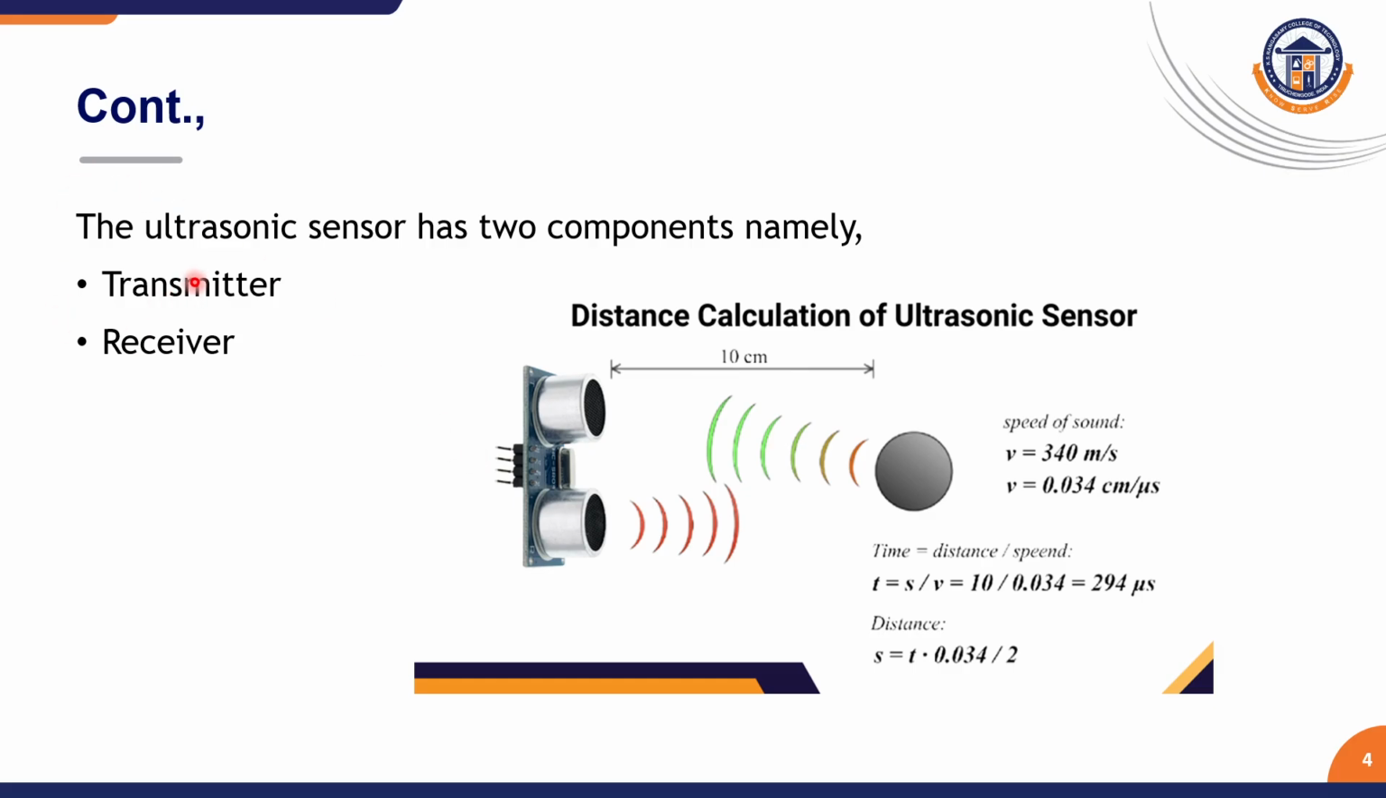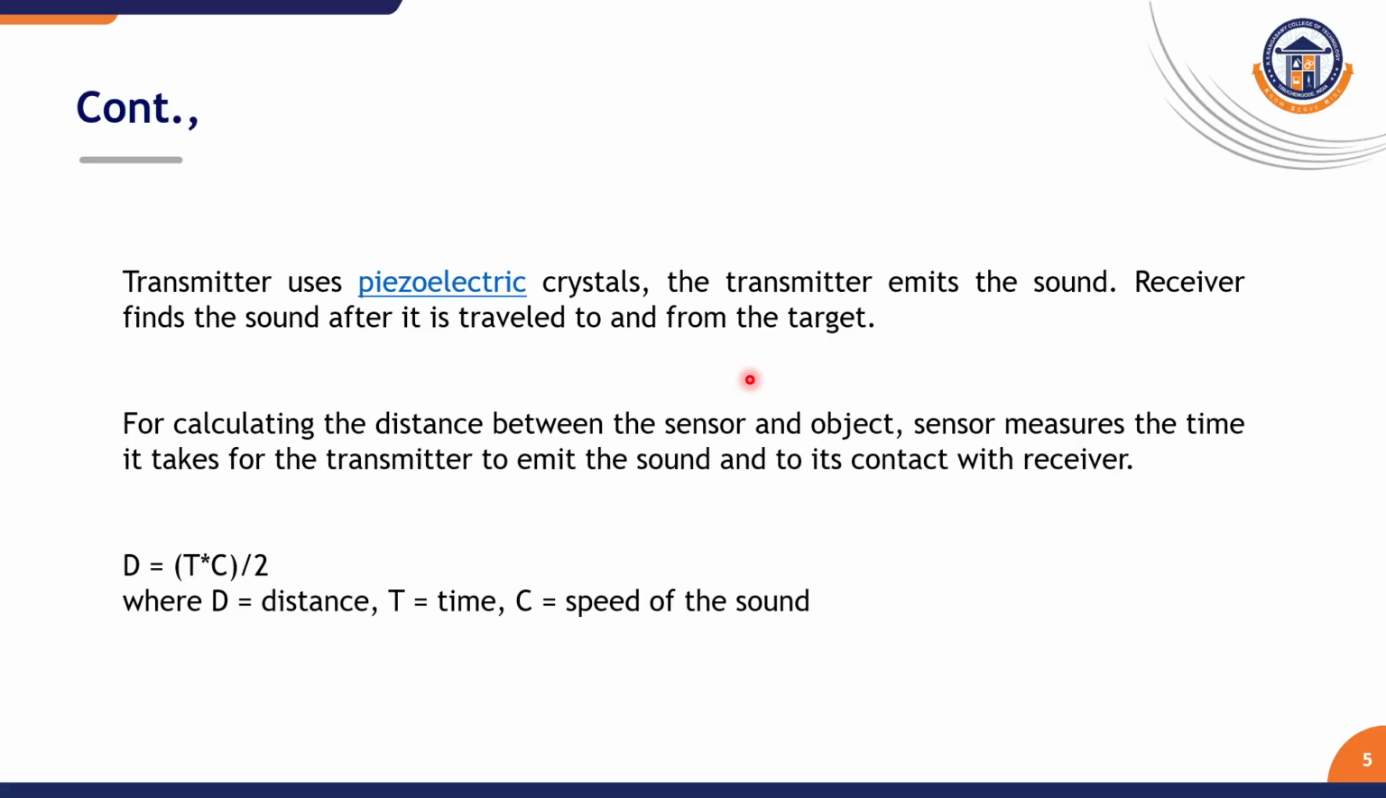So there are two parts, as I have said, transmitter and receiver. The transmitter sends the signal from the transmitter to an object. The distance is calculated by using the formula t into c by 2, where t is the time taken and c is the speed of the sound.